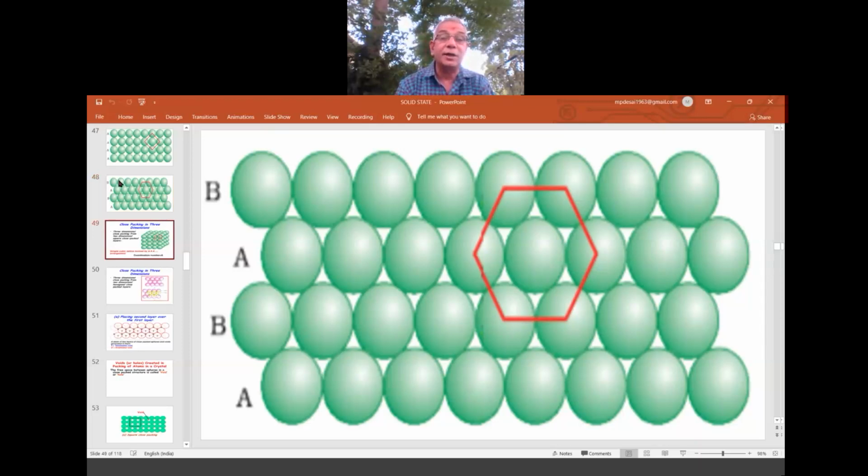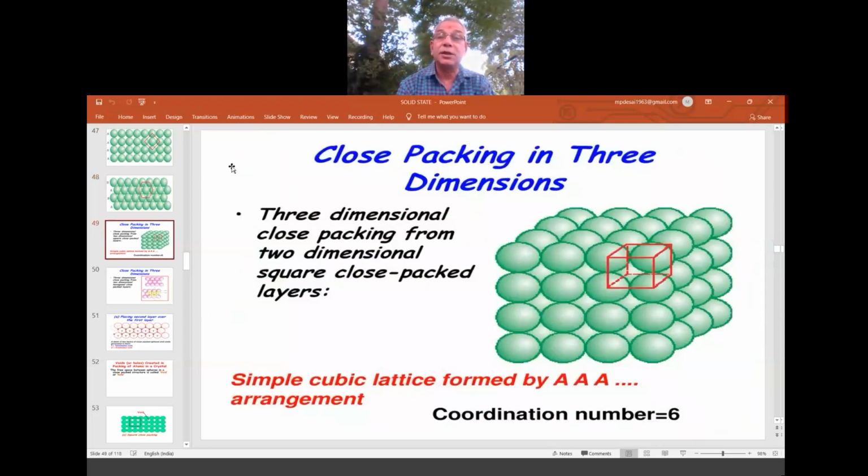Now this is regarding the packing in three dimensions. That means the same layer, A layer, same one, second, third, fourth. By arranging like this, we can go along the x-axis, y-axis, and the z-axis. Here also we have the square close packing. So simple cubic lattice, primitive type. The very simplest form of cubic lattice we get by arranging in this way, A in 3D.